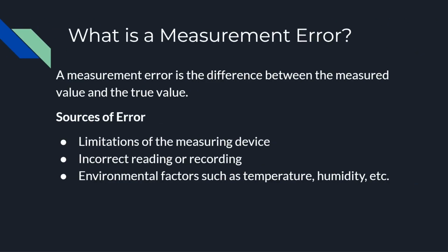Now, let's first start by answering the question, what is a measurement error? Measurement errors are an unavoidable part of any measurement process and can arise from various sources. By understanding these sources of error, we can work to reduce them and improve the accuracy of our measurements. In this lesson, however, we'll focus specifically on measurement error associated with the limitations of the measuring device.